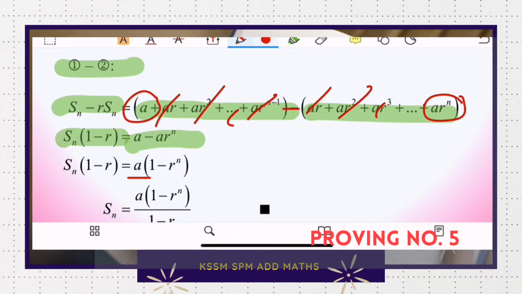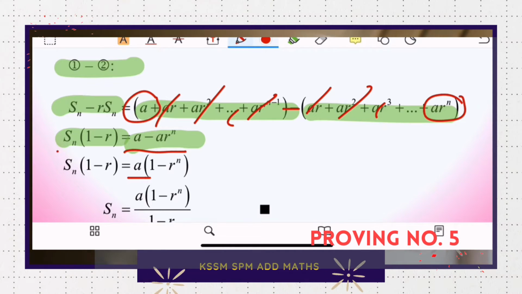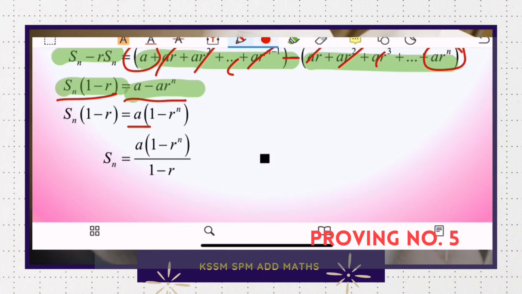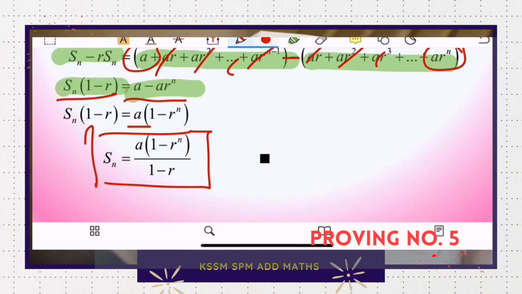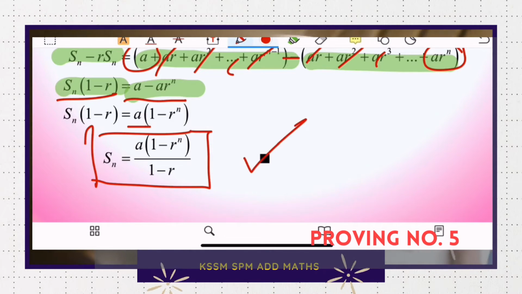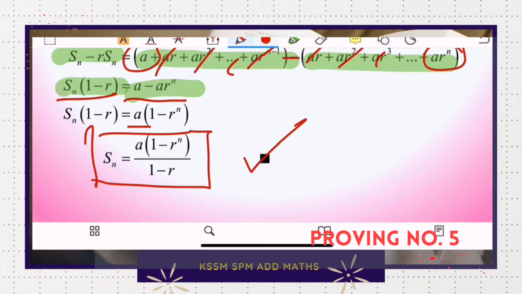So we factorize the A, and we will get this formula. Okay, so we have proved that Sn is equal to A(1 minus R^n) over (1 minus R).